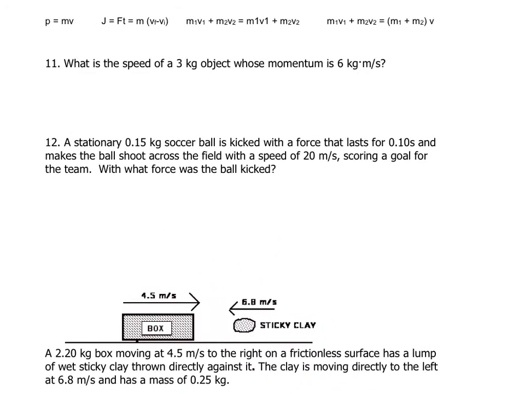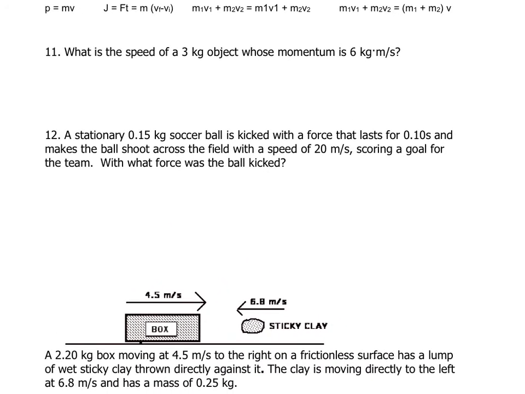All right, number 11. What is the speed of a 3 kilogram object whose momentum is 6 kilograms times meters per second? So I have kilograms, which measures mass. I've got momentum, which is P. I want to know velocity, the speed.